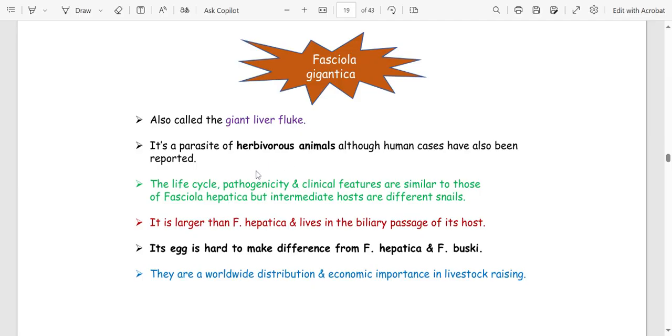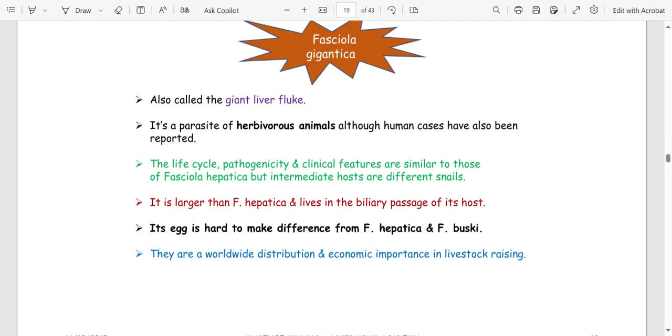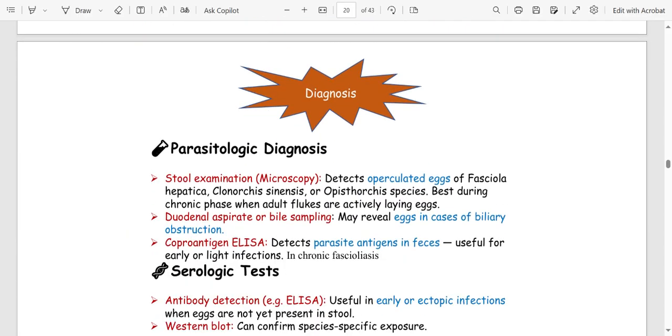The life cycle, pathogenesis, and clinical features are similar to those of Fasciola hepatica, but the intermediate hosts are different snails. The snail is basically the same, but of a different genus. Fasciola gigantica is larger than Fasciola hepatica and lives in the biliary passages of its host. Its egg is hard to tell apart from those of Fasciola hepatica. They have a worldwide distribution, especially in livestock, and are of economic importance.